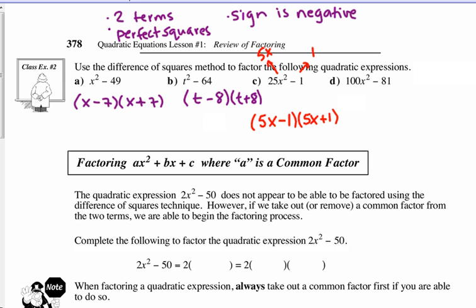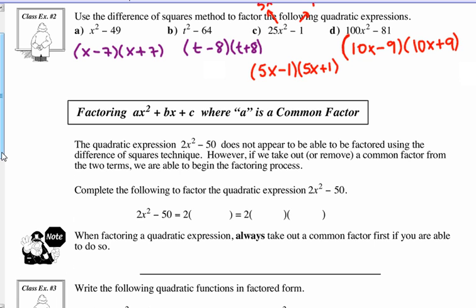And how about the last one? 10x minus 9 times 10x plus 9. And those are difference of squares. Can you have them, a lot of those? They're not as common as the simple.